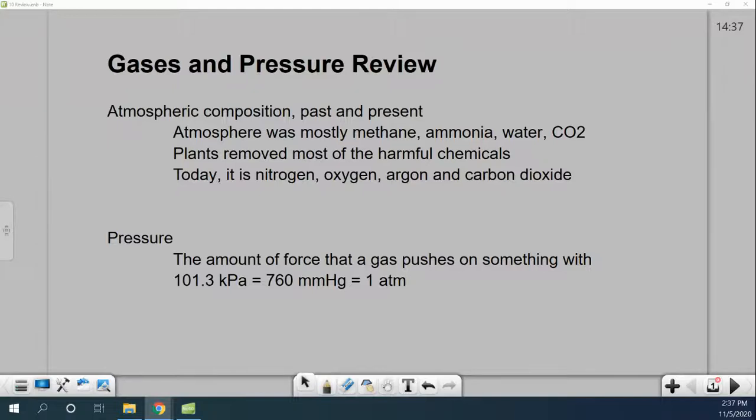Hey guys, and welcome to the review for our gases and pressure unit. We're just going to rip through first all the stuff we've talked about in this unit, so you have some ideas about what kind of stuff you might want to study. And we're going to wrap up with a few examples just so you can see how the math looks. So first thing we started with was the atmosphere and gases, right?